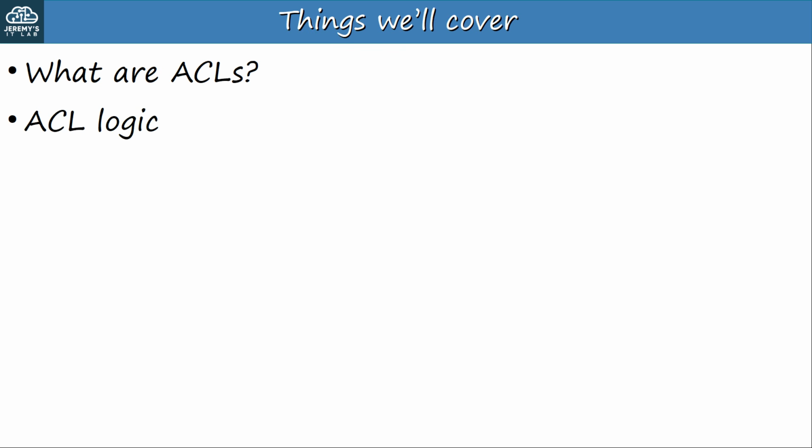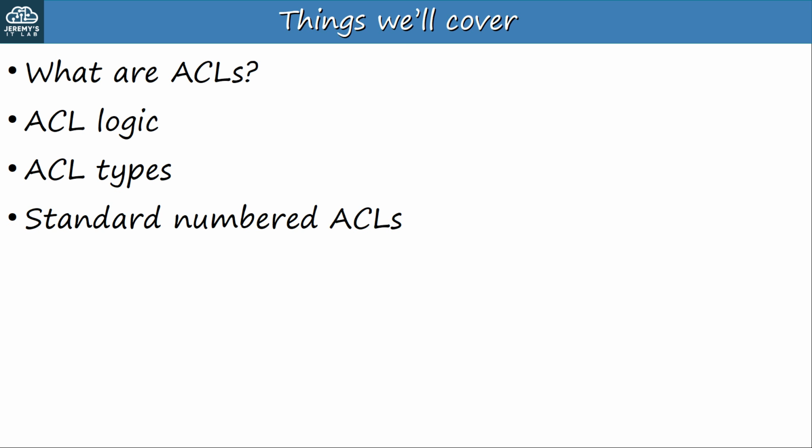Here's what we'll cover in today's video. First, what are ACLs? I'll introduce their basic purpose. I'll talk about ACL logic, how they are actually processed by the router. I'll introduce the basic types of ACLs on Cisco routers. After that, I'll show you how to configure 2 kinds of ACLs, standard numbered ACLs and standard named ACLs.